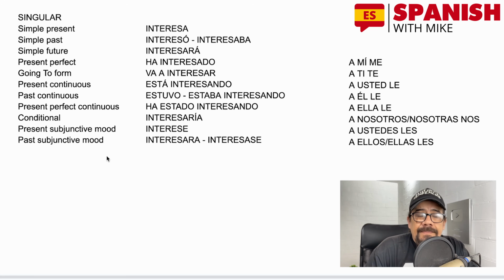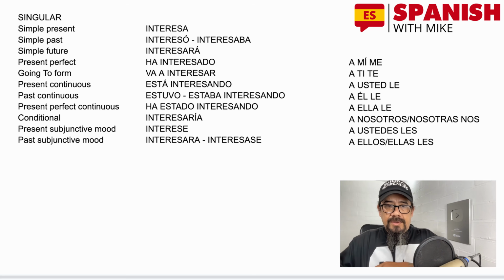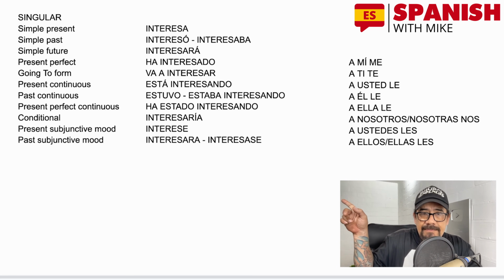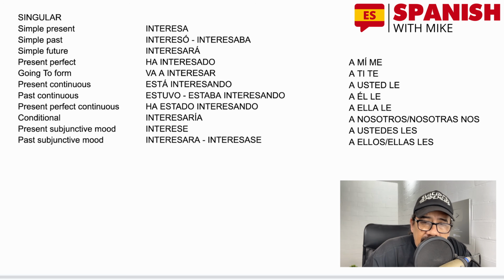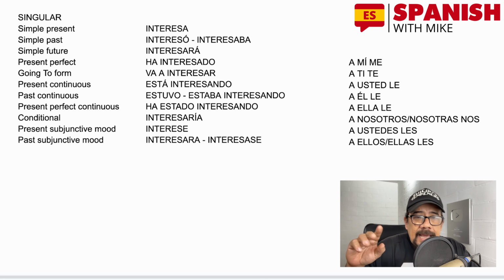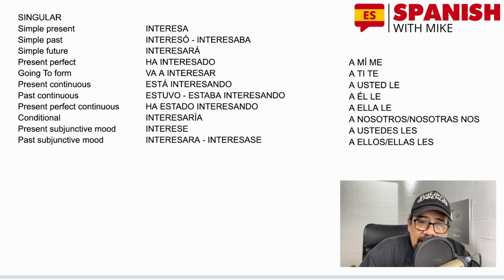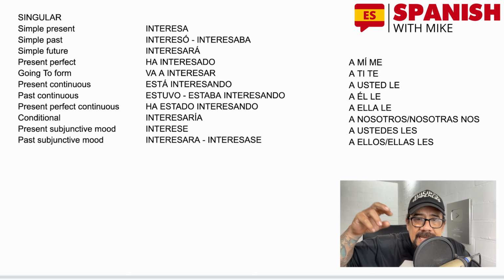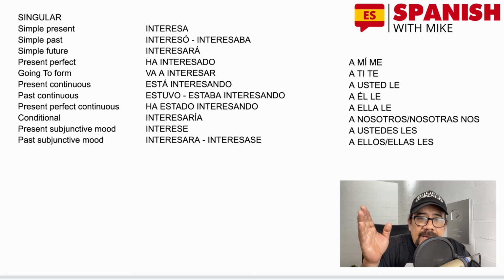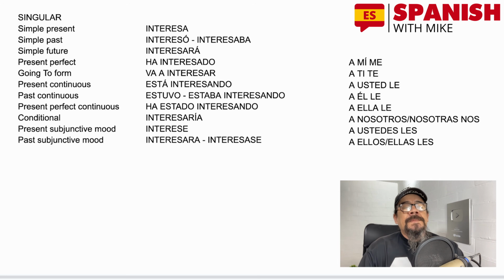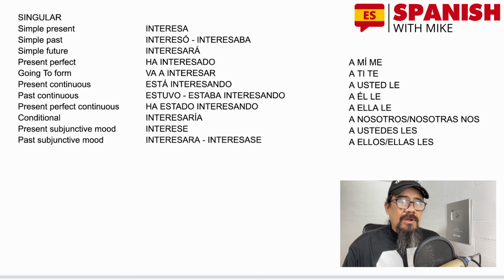So we have the upper left table. We have the conjugation forms depending on the tenses for the singular objects. And here above me on the upper right table, we have the forms a mí me, a ti te, a usted le. And remember, we can use either the full form or just the indirect object pronoun. That's it, right? So let's start with an example.